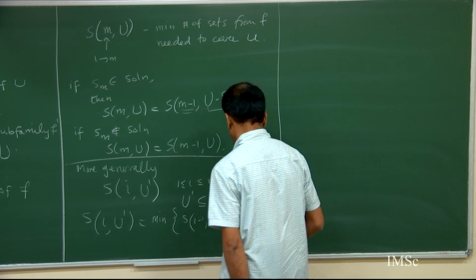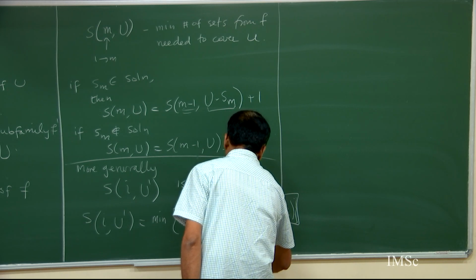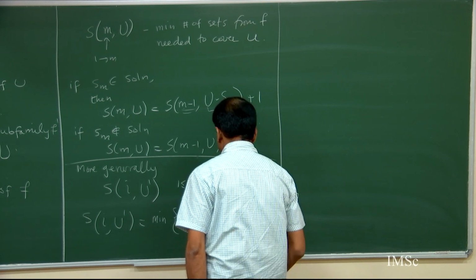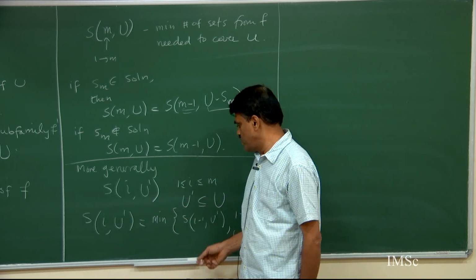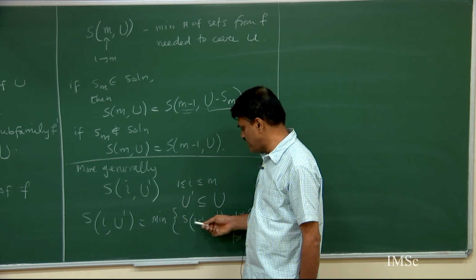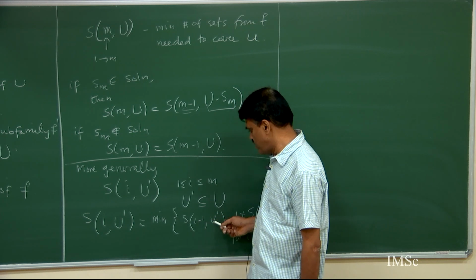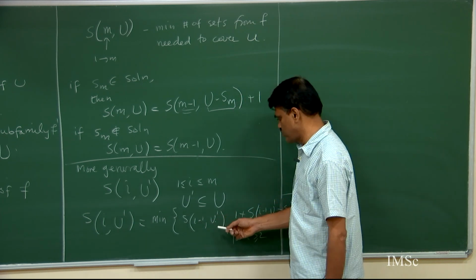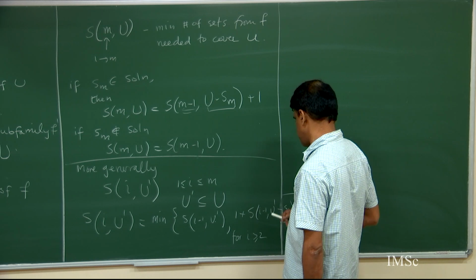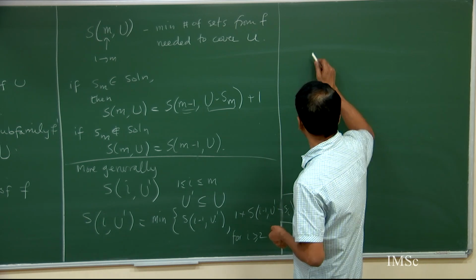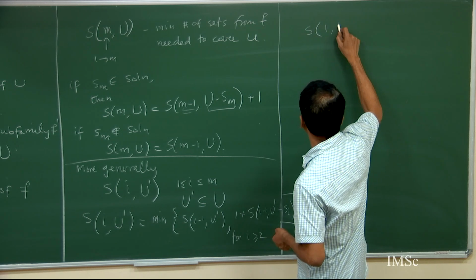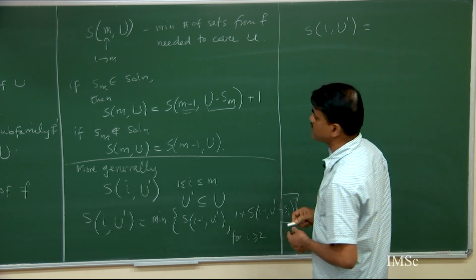For i greater than or equal to 2, if I want to compute S_i U', what are the things I need? I need S_{i-1}, the previous one, for all subsets. I do not know whether it is U' or U' minus S_i. And what is S_1 U'? That is a base case, right.